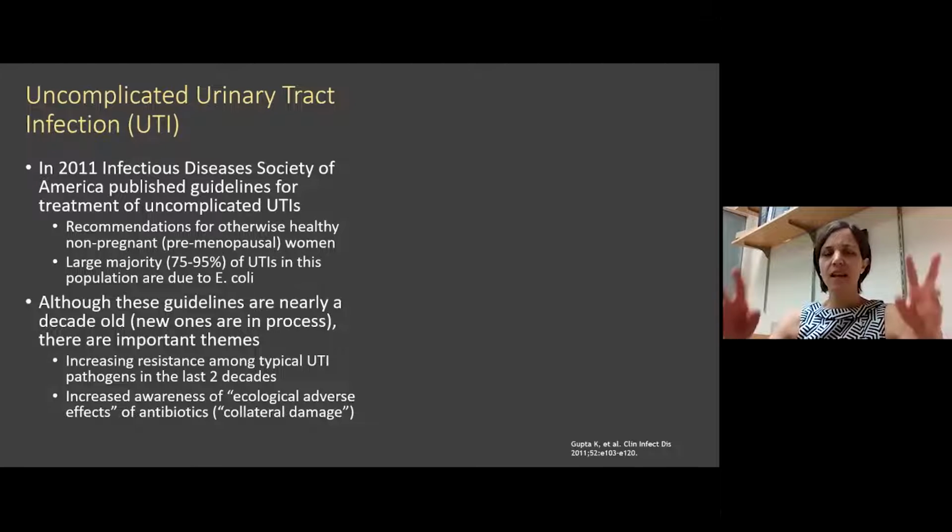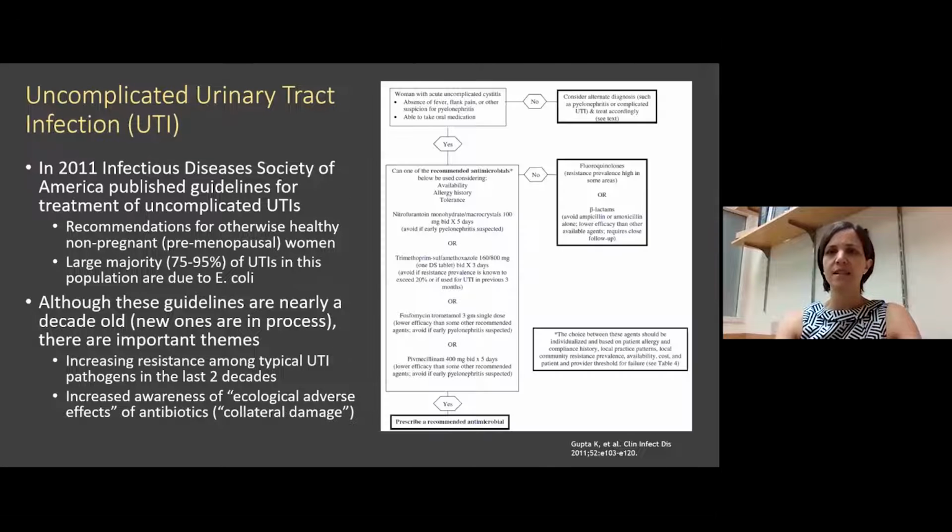So this is part of what they call collateral damage. And this is what can lead to C. diff or just dysbiosis. So these guidelines were really very mindful of trying to minimize that.